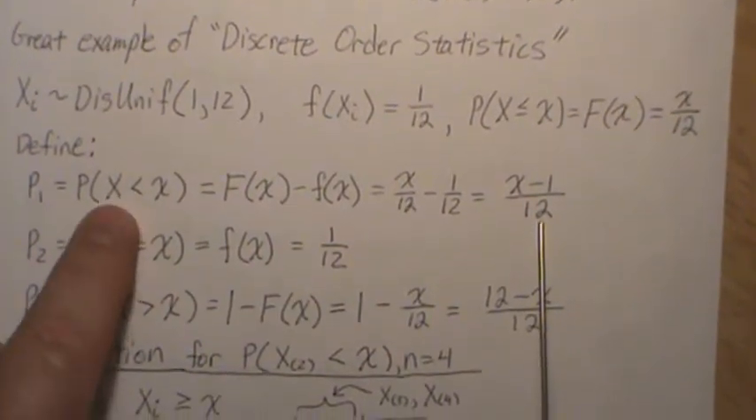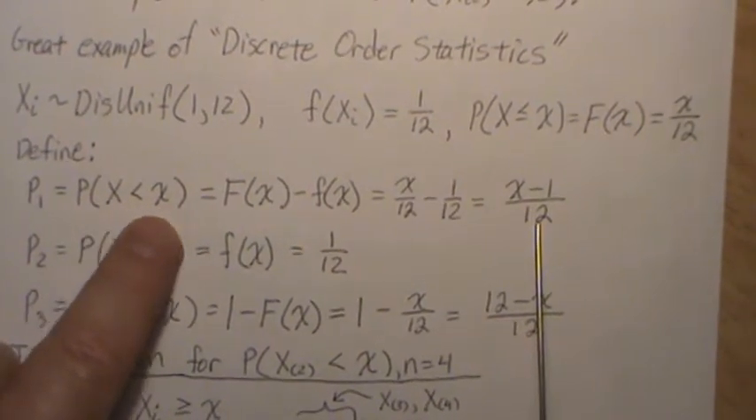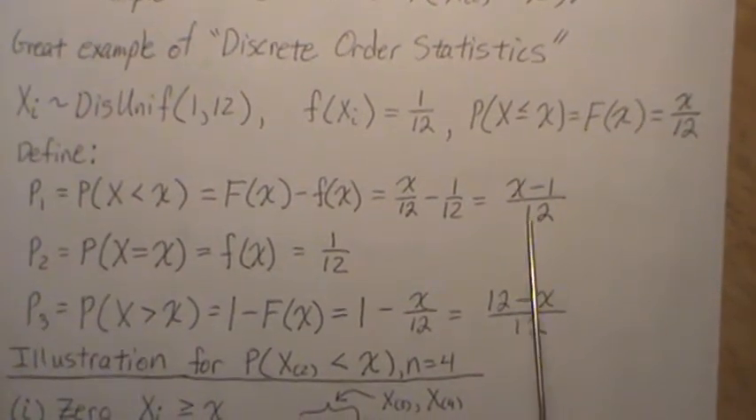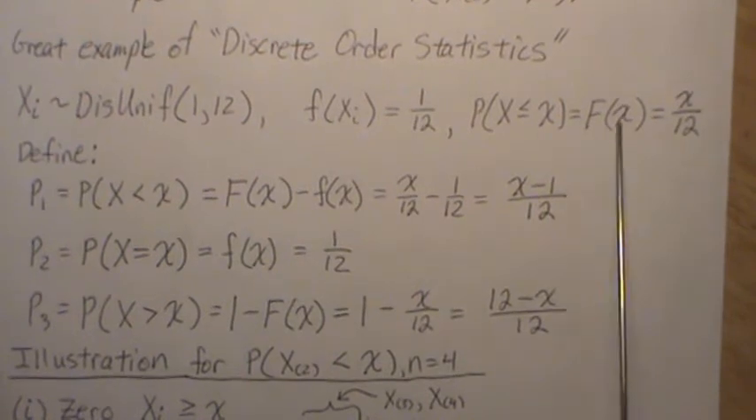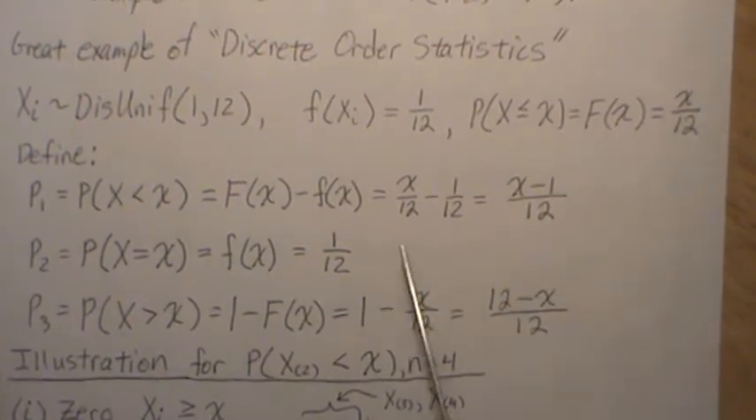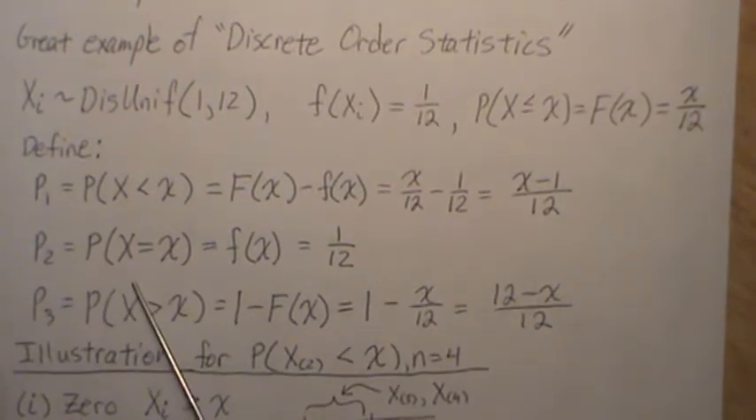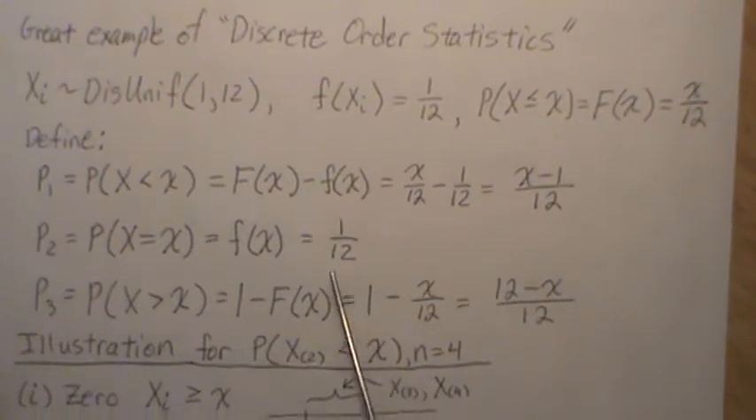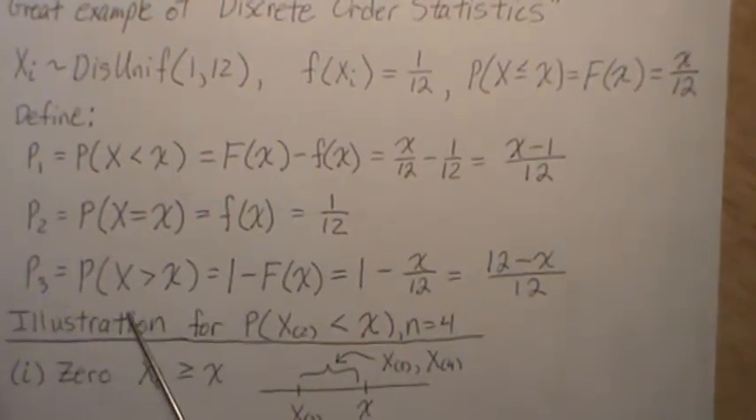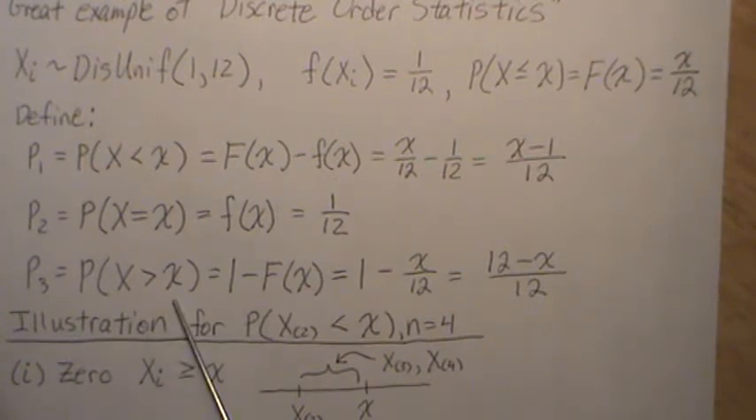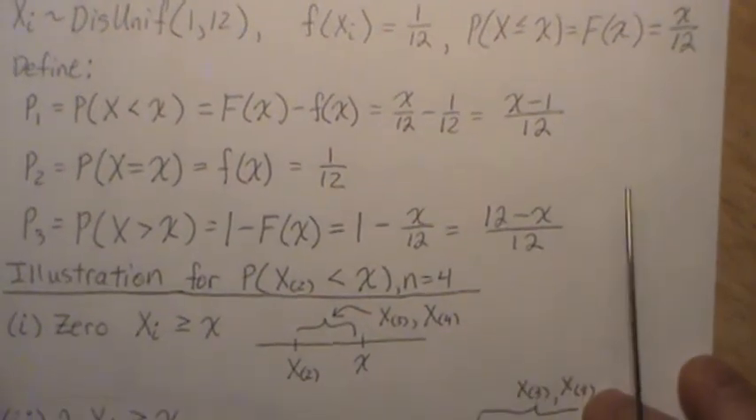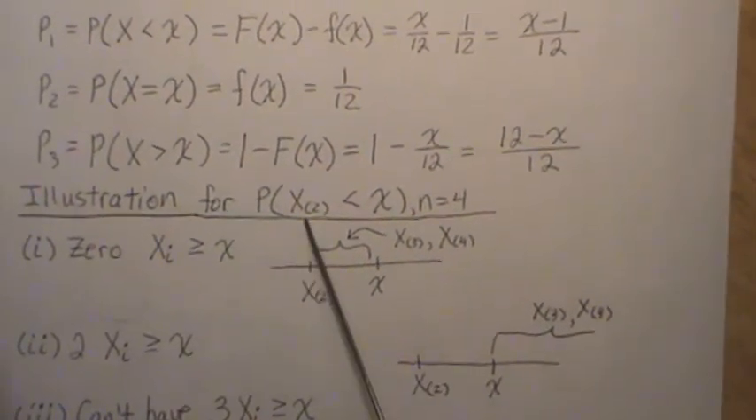If you think about it, since it's discrete and takes on integer values, you have to go to the one below it. So it's like plugging in x minus 1 here. P2 is the probability that X is equal to x, and that's just the probability mass function f of x, which is 1/12. P3, the probability that X is strictly greater than x, is 1 minus capital F, which is 12 minus x over 12.